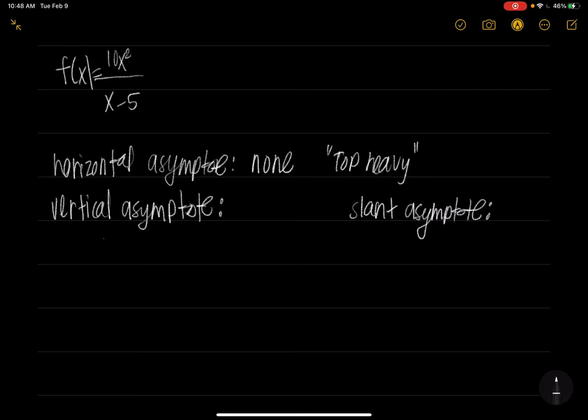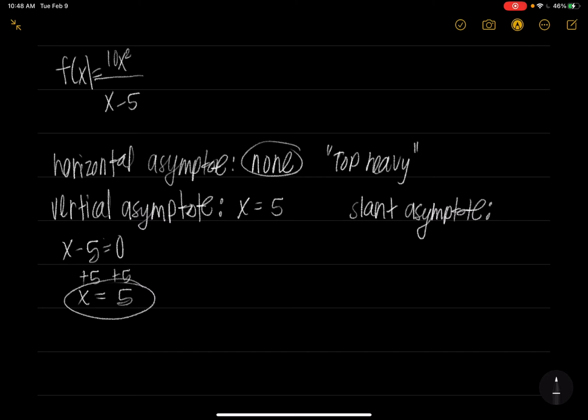For the vertical asymptote, we're just going to set the denominator, x minus 5, equal to 0. And when you solve that, you get that x equals 5. So that will be our vertical asymptote.